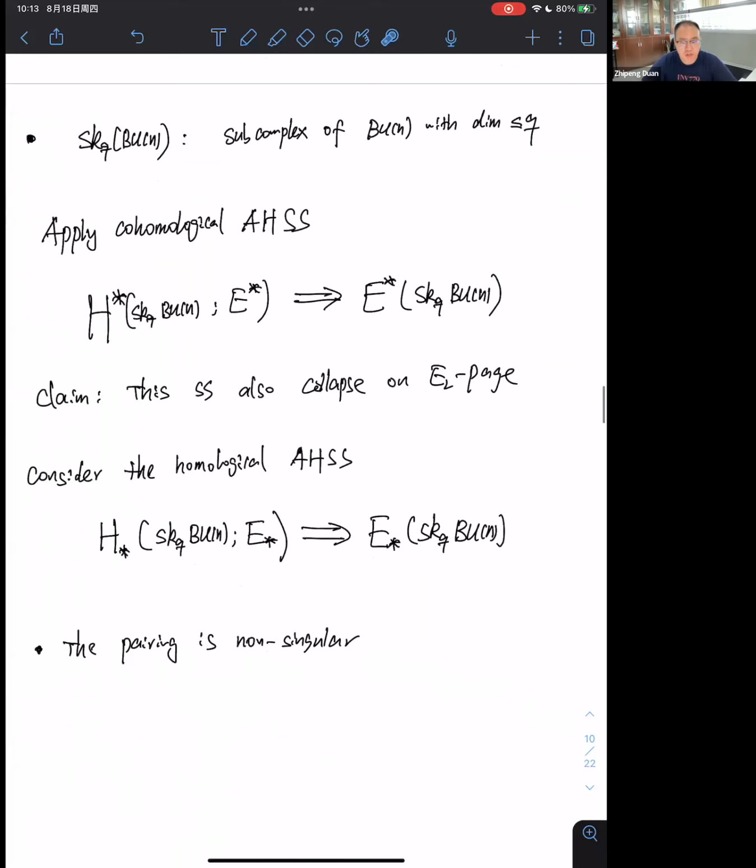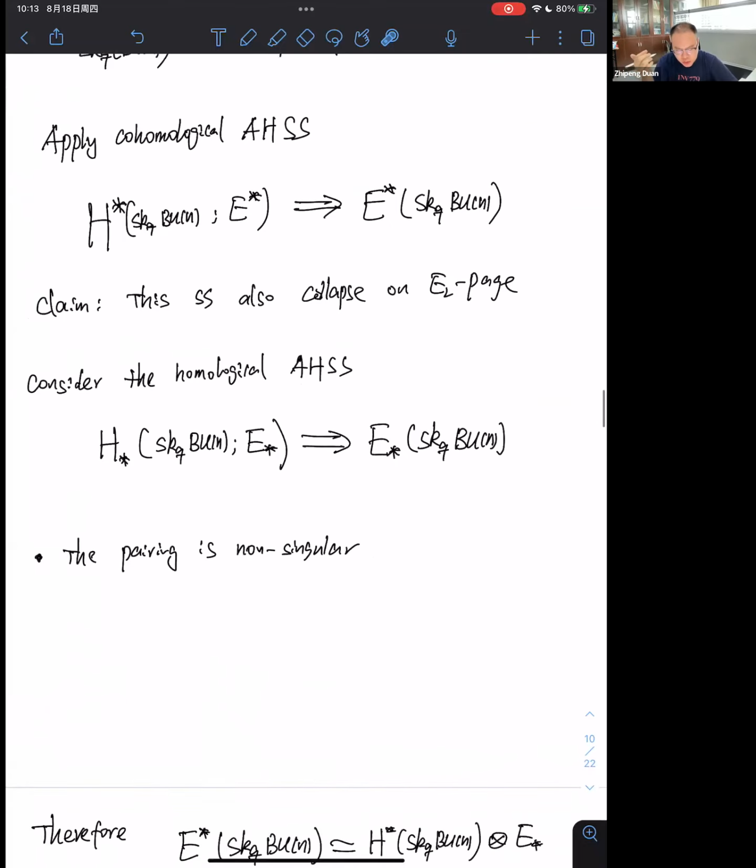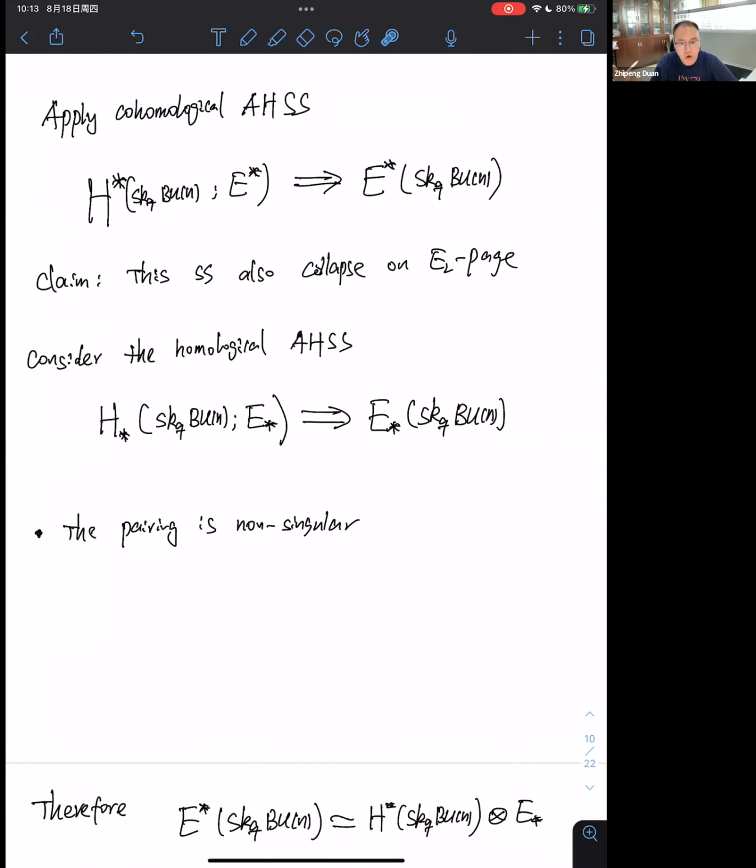So what about the cohomological version? For the cohomological Atiyah-Hirzebruch spectral sequence, we need the complex to be finite. So we first try to filter the classifying space BUN by its skeleton. We consider a subcomplex of BUN with dimension less than or equal to q. So this is a finite subcomplex. We first try to calculate the generalized cohomology of this complex. In this case, we apply the Atiyah-Hirzebruch spectral sequence in the cohomological version. Then we also claim this spectral sequence collapses on the E2 page.